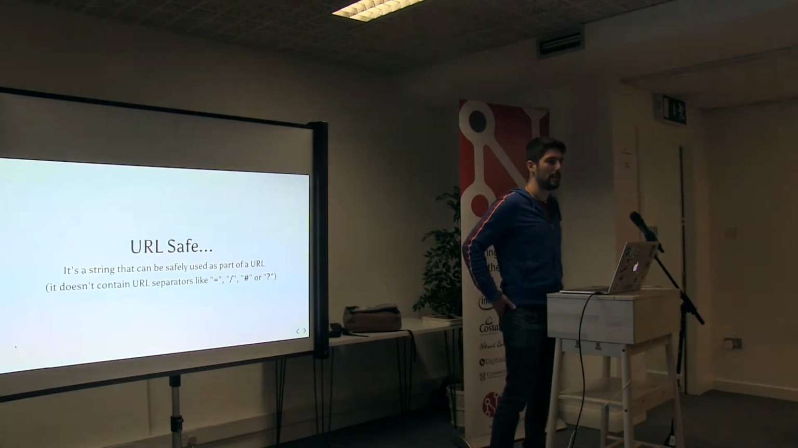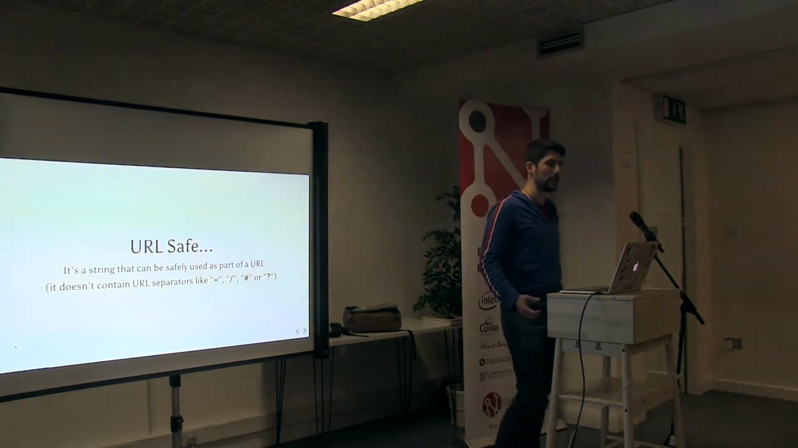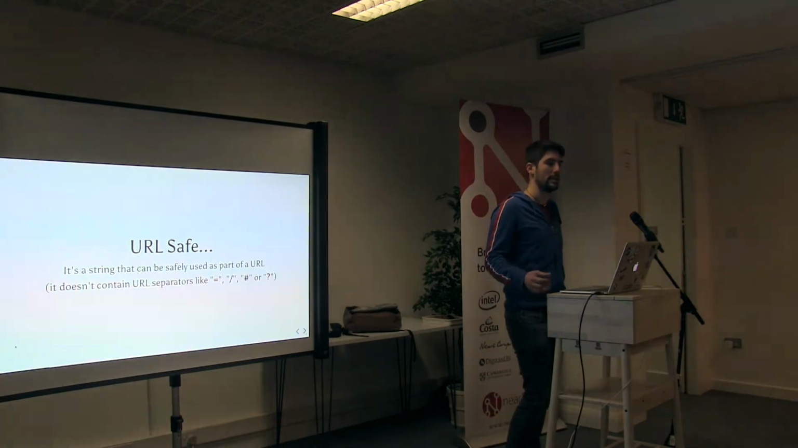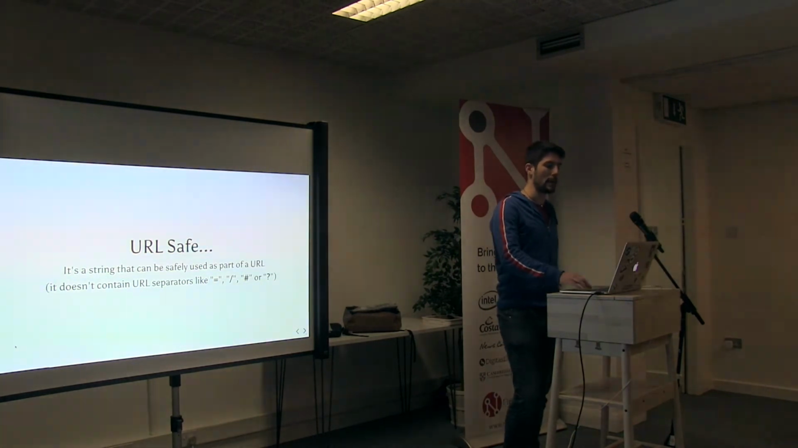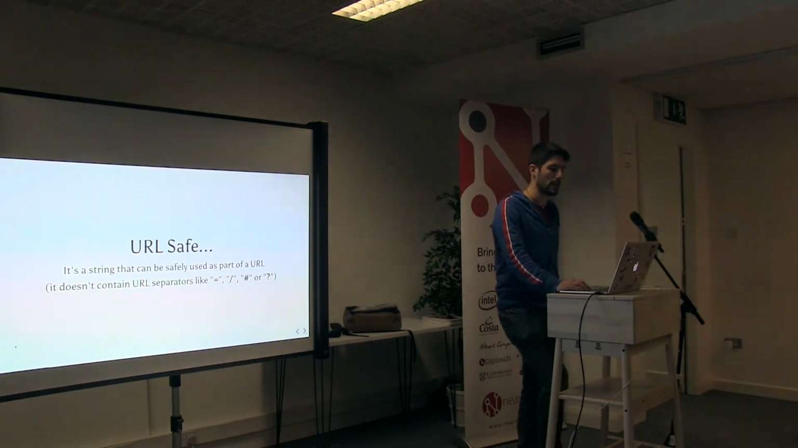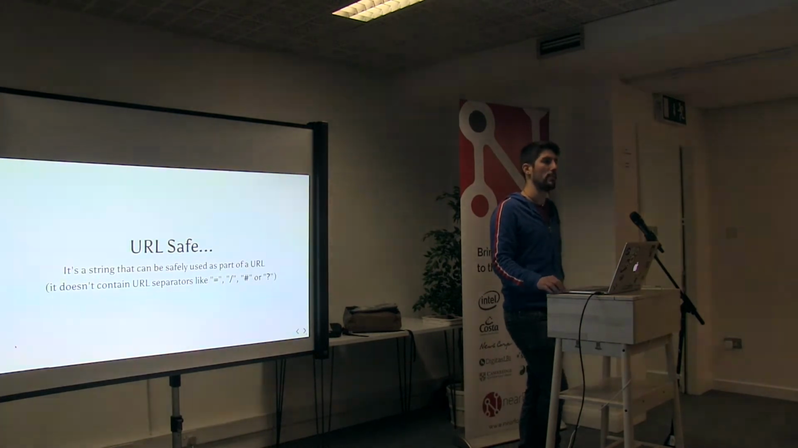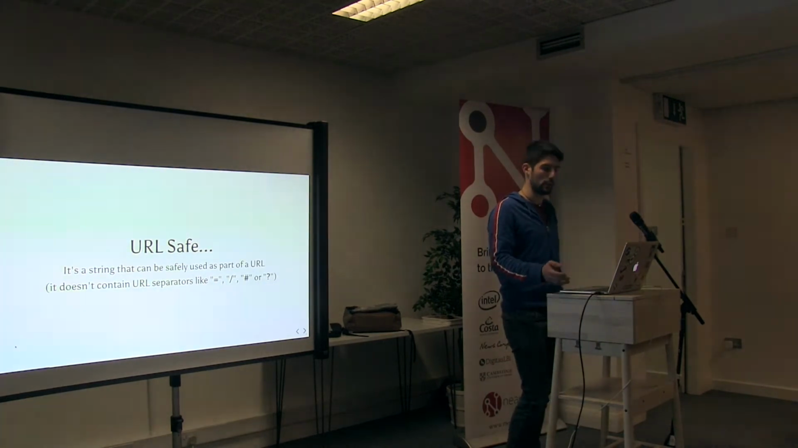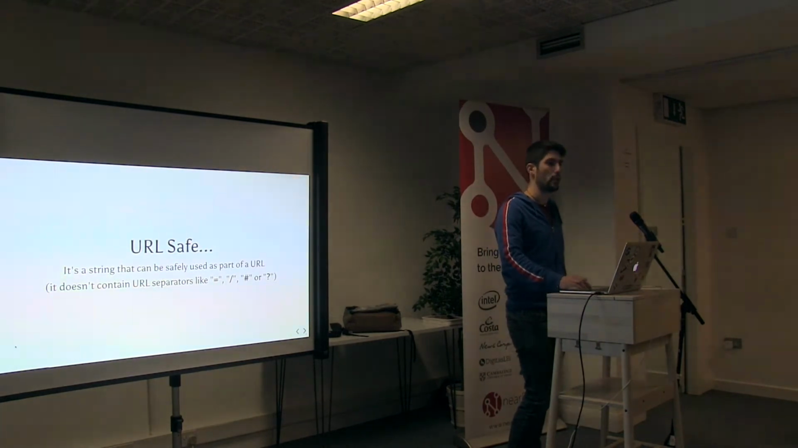So URL-safe basically means that a token is a string, and you can put this string safely in a URL, which means that this string is never going to contain characters like equal, slash, hashtag, question mark, and all the other characters that can be parts of a URL. So for example, you can use the JWT token as a part of a query string parameter, and you don't need to encode it. So it's very easy to use it with URLs.